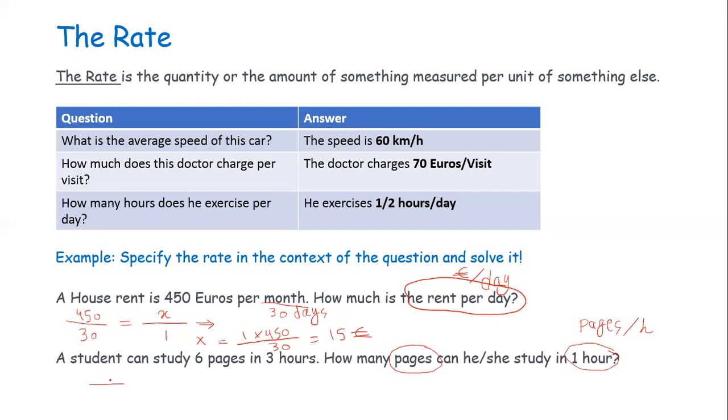In order to calculate it, we have the following proportion: 6 pages in 3 hours is in proportion with the number of pages, which we don't know, we call it x, per 1 hour. From this, we conclude that x is equal to 1 multiplied by 6 over 3, and this will give me 2, which is the number of pages the student can study in 1 hour.